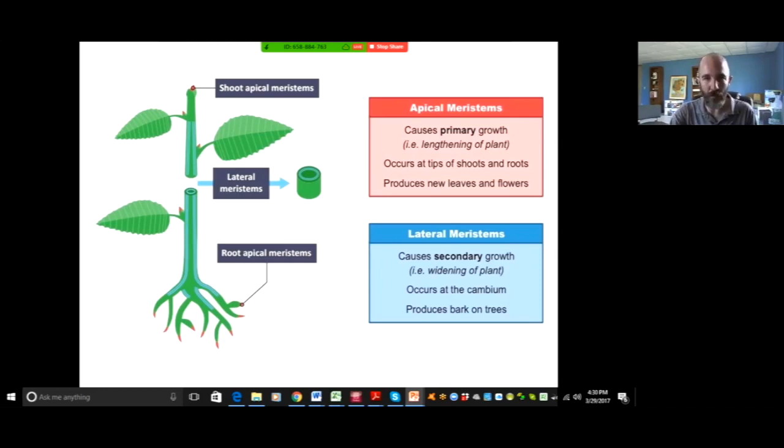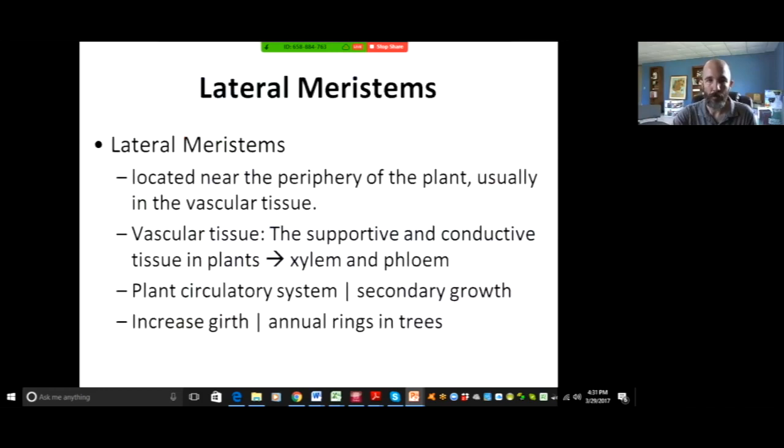Lateral meristems are contained inside the plant and help the plant grow from within, thicker, if you will, rather than longer. And then you have the same sort of apical meristem growth found in the root tip as well. So these lateral meristems are, again, located inside the plant. They are supportive of the xylem and the phloem, which are the conductive parts of the plant that move nutrition and moisture and things around within the plant.